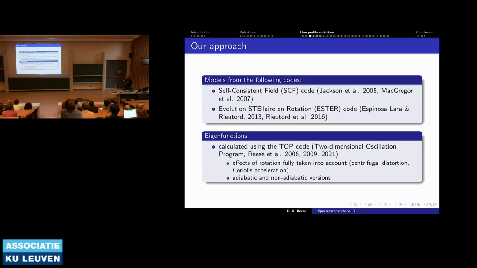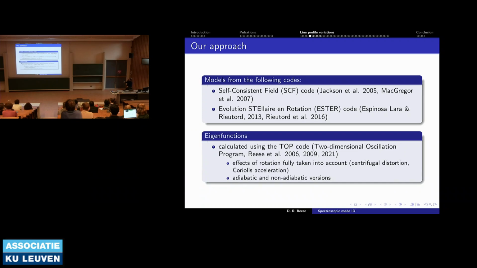The plots that I'll show use models which come either from the self-consistent field method, which fully takes into account centrifugal deformation. These models typically have a uniform chemical composition, so they represent zero-age main sequence stars. And then I'll also show some plots using models from the ESTER code, évolution stellaire en rotation.